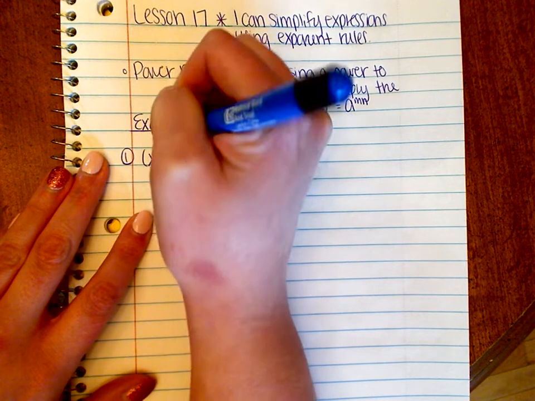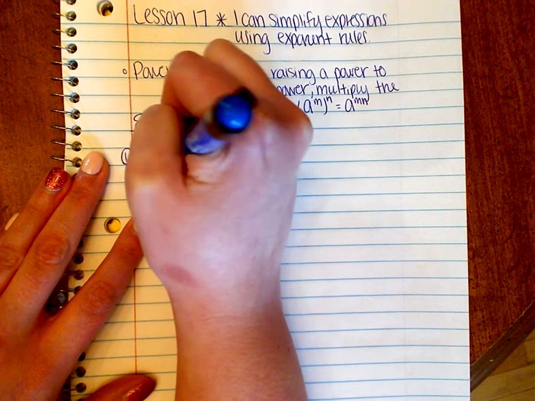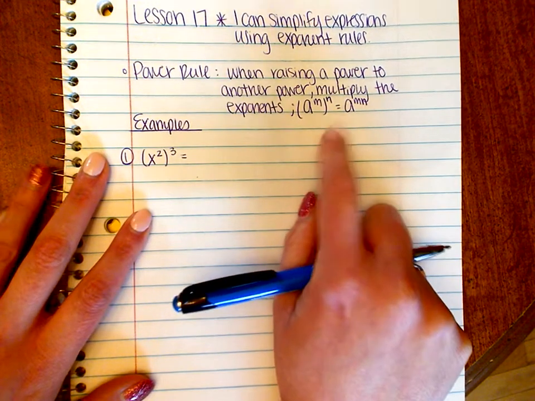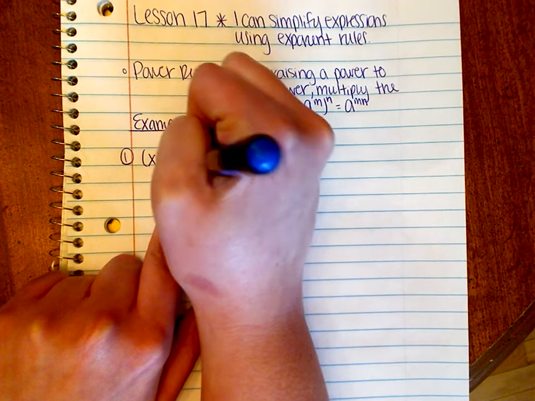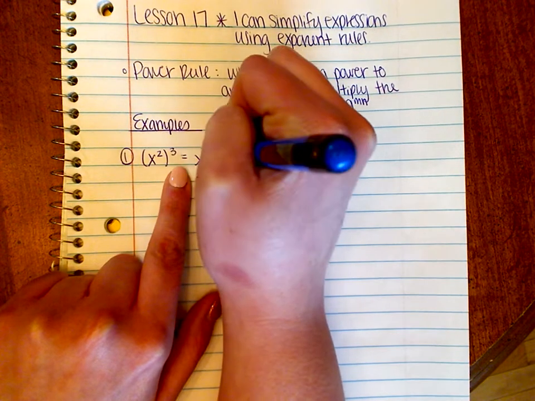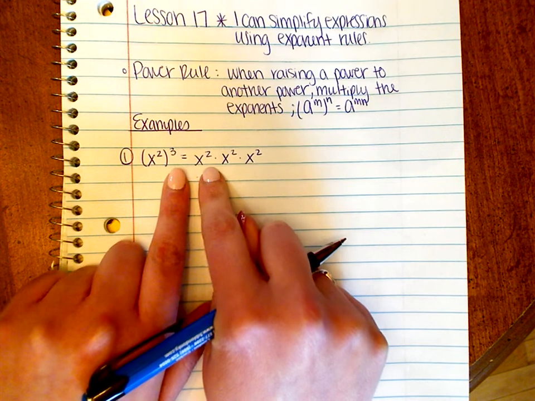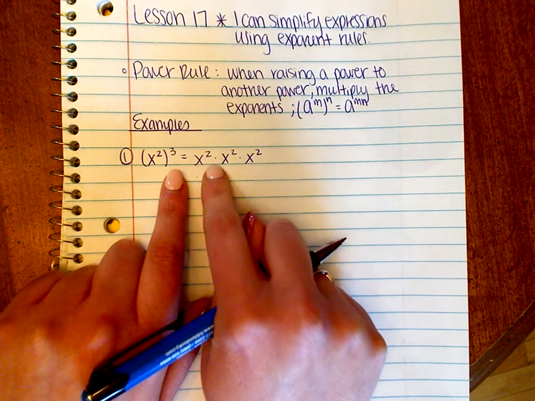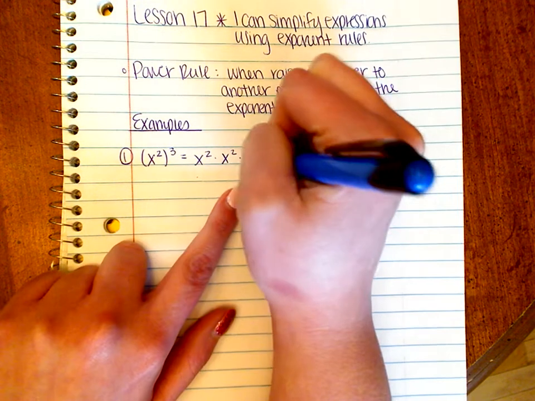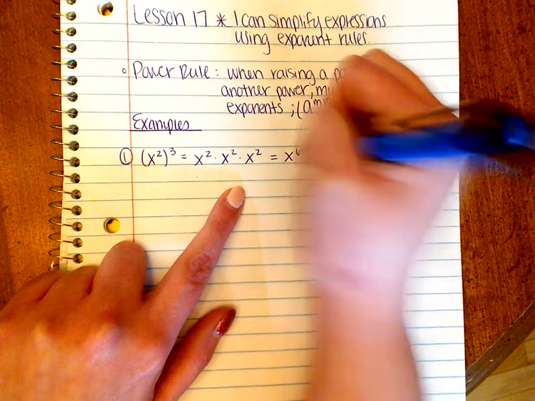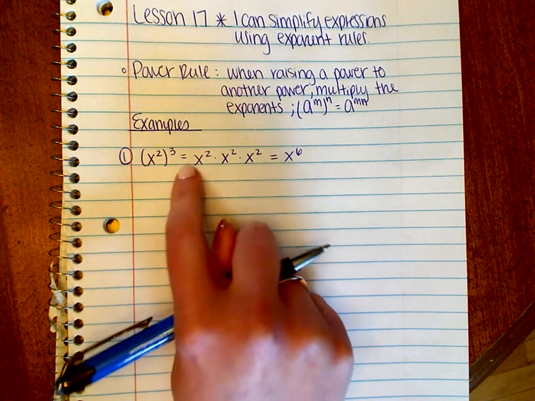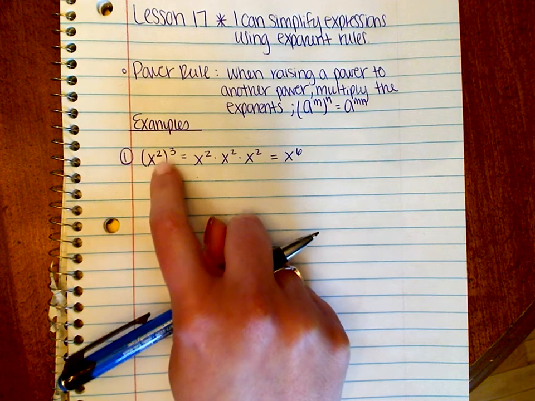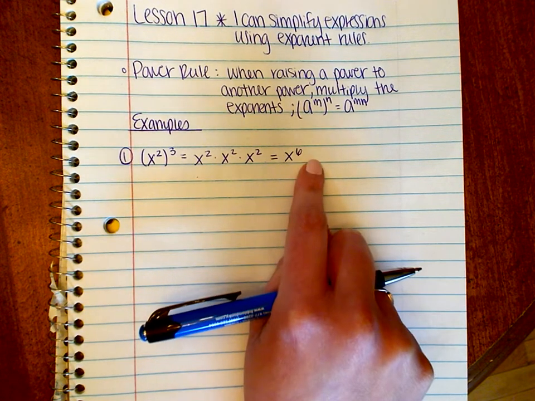So we'll start off with a basic problem. We have the quantity x squared raised to the third power. So let me show you why this works. X squared cubed means that we're going to have x squared 3 times. Now, we also know the product rule that says when you have the same base, you add the exponents. So that's x to the 6th. So we can do a shortcut and just multiply those exponents. So x squared to the third is x to the 6th.